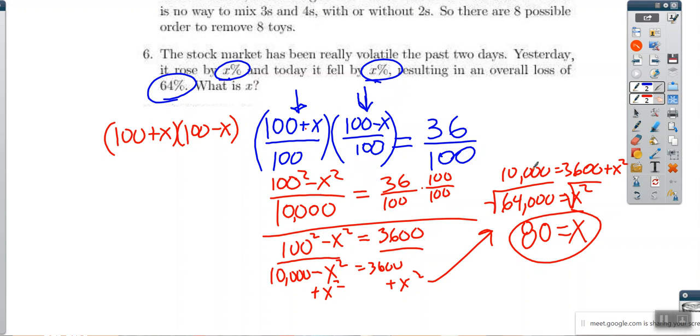A quick little note. I have too many zeros here. 10,000 minus 3,600 isn't 64,000. It is actually 6,400. And then the square root of 6,400 is in fact 80. So Walter, you got it.